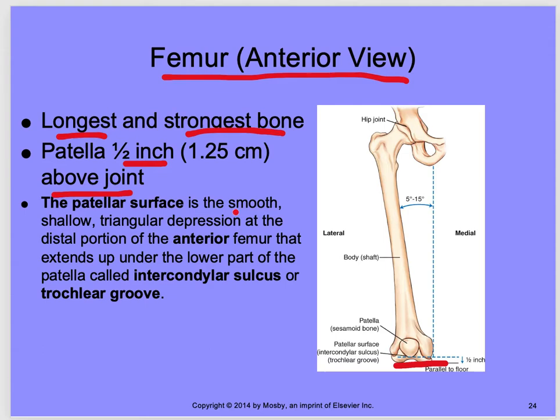So the patellar surface is a smooth, shallow, triangular depression at the distal portion of the anterior femur that extends up under the lower part of the patella. That's called the intercondylar sulcus or the trochlear groove. Okay. So you can see where this little arrow is pointing, the patellar surface, intercondylar surface, trochlear groove, that's underneath that patella, okay? So you got your body and your shaft, and if you're drawing a straight line down, a 5 to 15 degree angle is the way that femur comes down. So it doesn't come down straight, it comes down at a 5 to 15 degree angle.